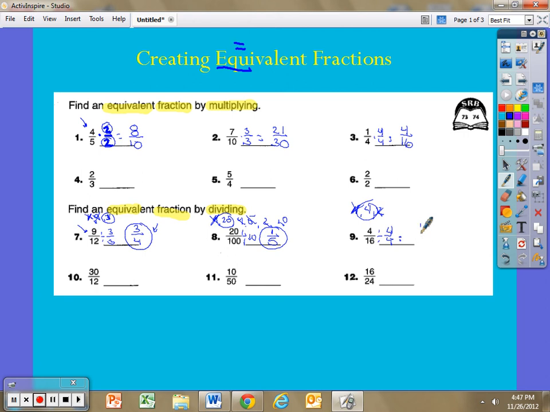4 divided by 4 is 1. 16 divided by 4 is 4. So 1/4 is equivalent to 4/16. Let's look at some other skills.